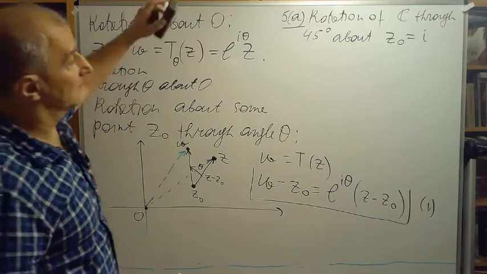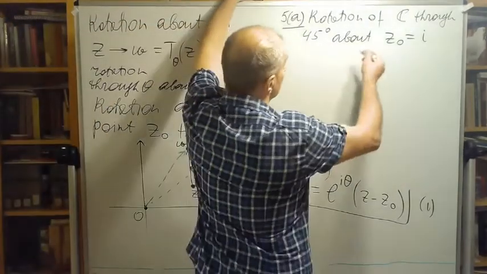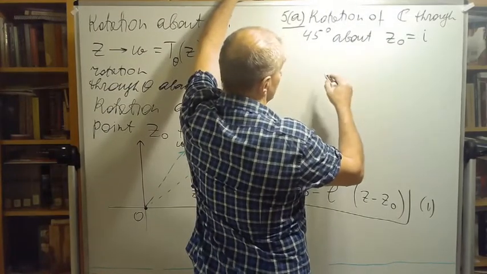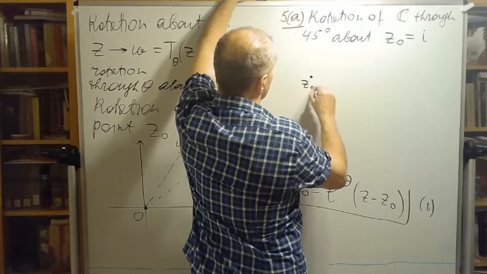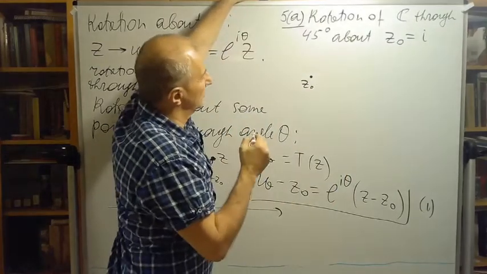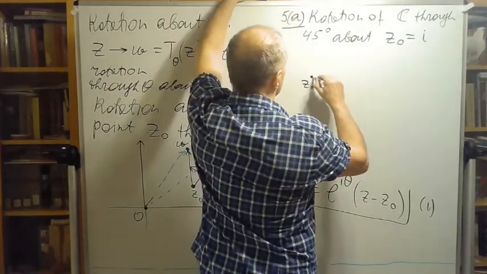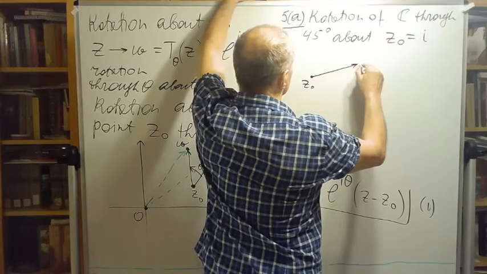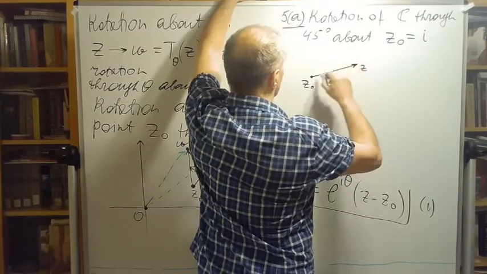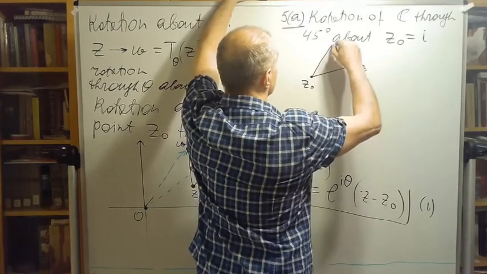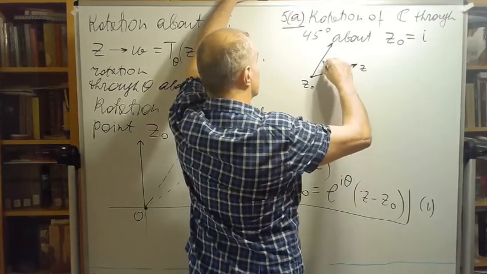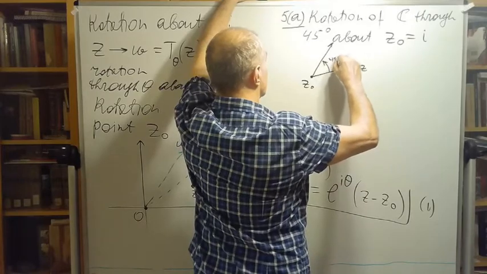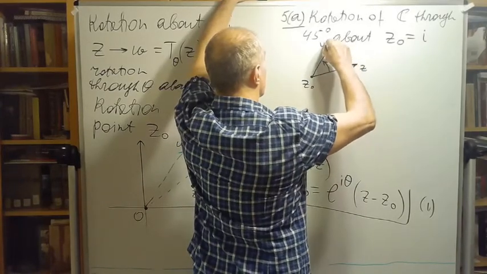Right? So, what do we do in cases like this? We just say there is this point Z0, I don't even want to draw the origin or anything else. And there is point Z, suppose it is somewhere here. And we must rotate it through 45 degrees. So, as a result of rotation through 45 degrees, this will be 45 degrees, we obtain new point W.